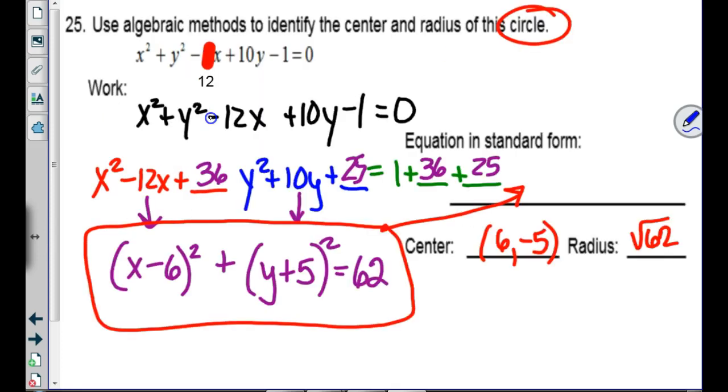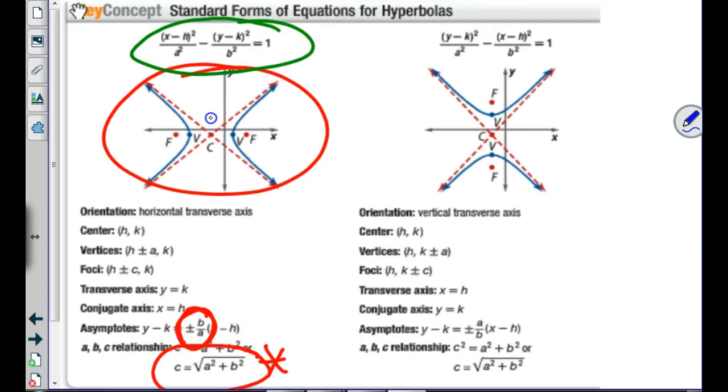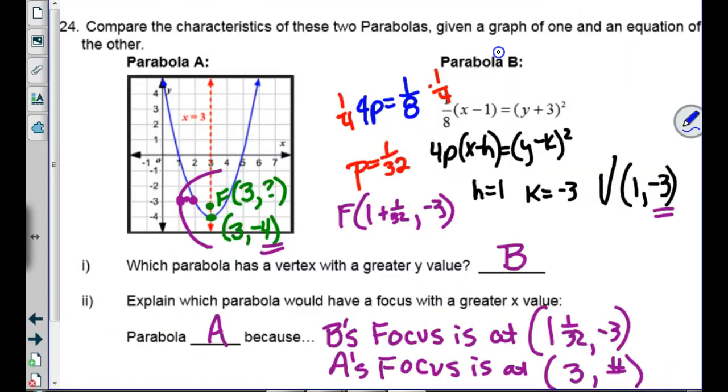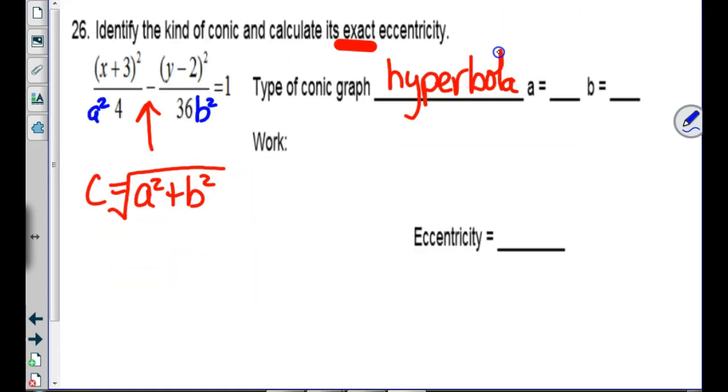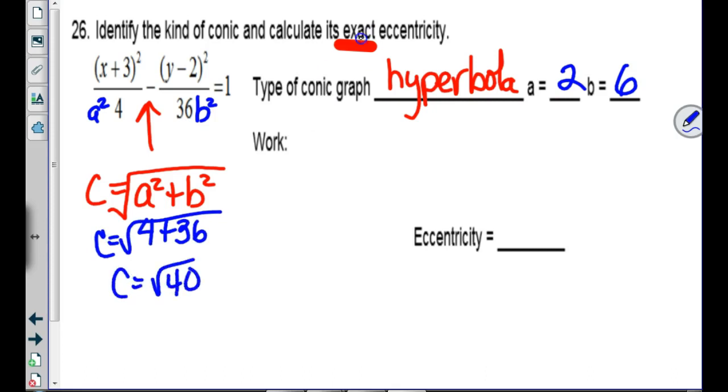And again, you could check that if you look at the reference sheet here. When the X is first, the A squared is under that one. When the Y is first, the A squared is under that one. All right, so A is what, guys? 2, B is 6. If we put the A squared and B squared in here, C is square root of 40. This does say exact. We did them as decimals in class, but this would be 4 times 10 or 2 square roots of 10.